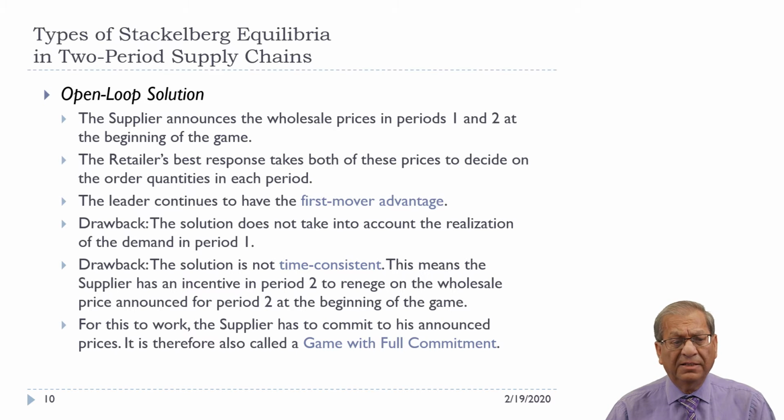The drawback in this particular type of solution is that it does not take into account the realization of demand in period 1. Another drawback is that this solution is not time consistent. That means the supplier has an incentive in period 2 to renege on the wholesale price he announced for period 2 at the beginning of the game. He could change that price if that benefits him. So that's what we call reneging.